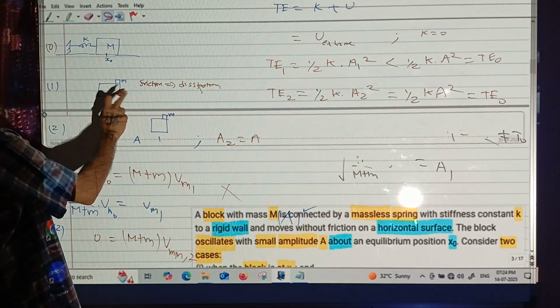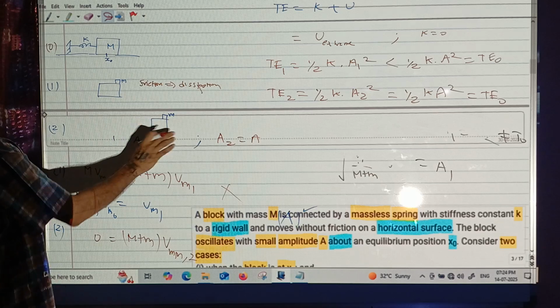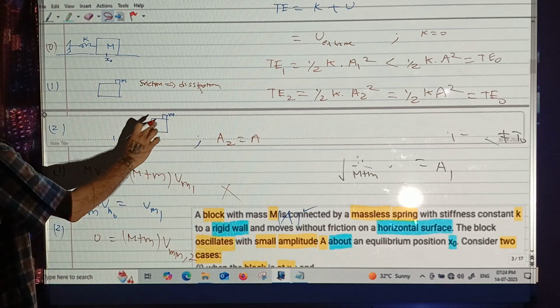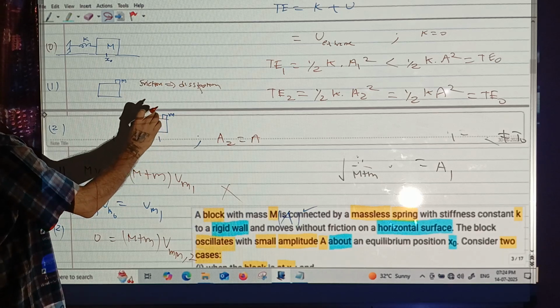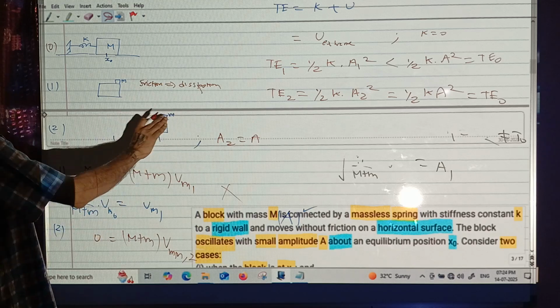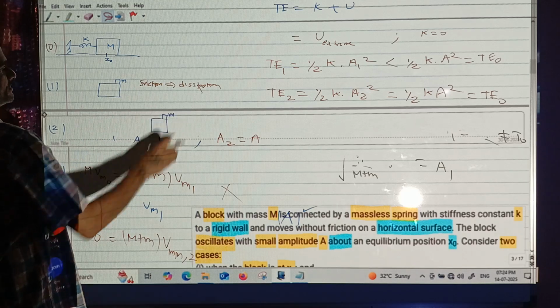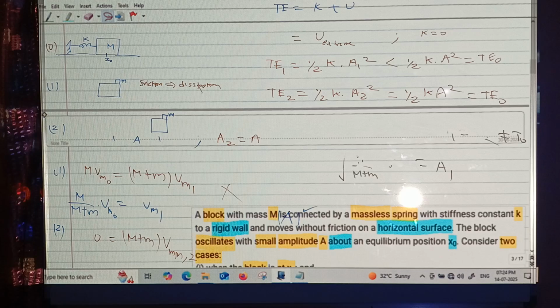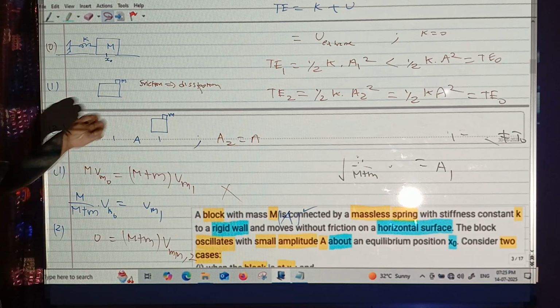In the second case, the small mass is placed at the extreme position where it's not moving. So this is at rest, this is at rest. Just placing it, and then both of them move together without any initial friction. So here there is no heat energy produced. This is another way of understanding this result.